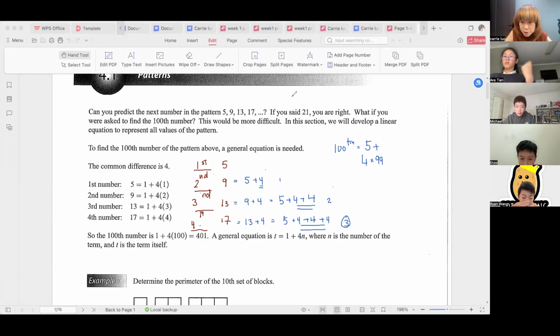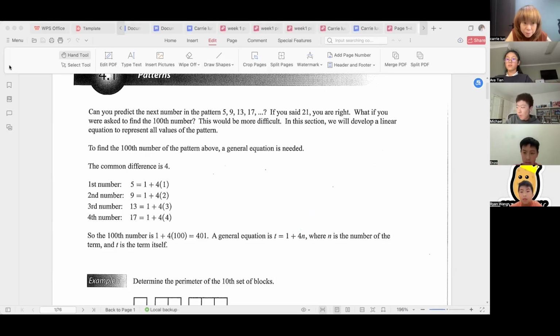So I want you to find the relationship. Now everybody, please tell me, what is the 1,000th one? Please send it to me by chat. Okay, so how do we do it? It's 5 plus 4 times 999. Correct, everybody? Okay, so you have a feeling about how to make the relationship between the first one and the rest.